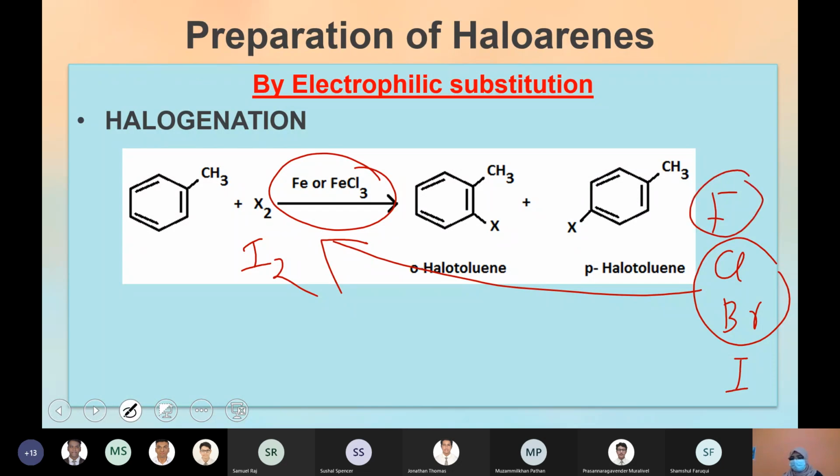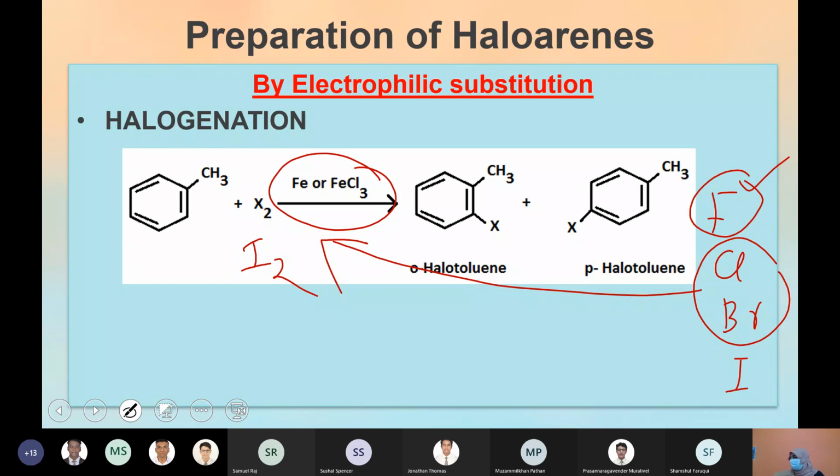But for fluorine, we don't recommend this method because it's highly explosive. Being highly strong, electronegative and highly electrophilic, the reaction will be faster. So you cannot control the reaction, it's like explosive. That's the one reason why we are not preparing a fluoro compound using the electrophilic substitution method.